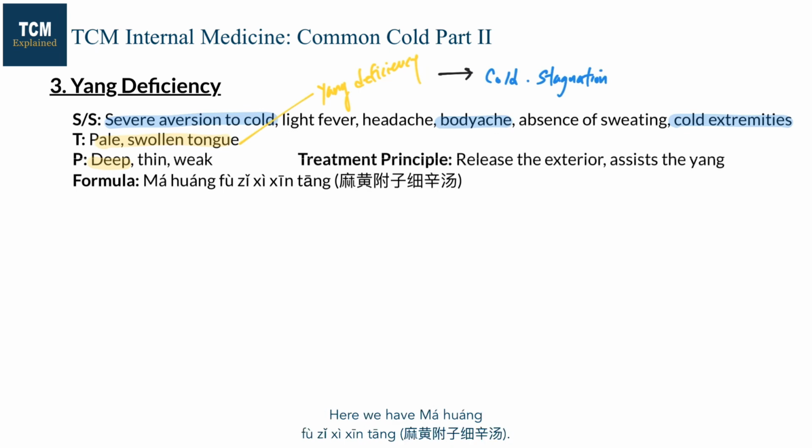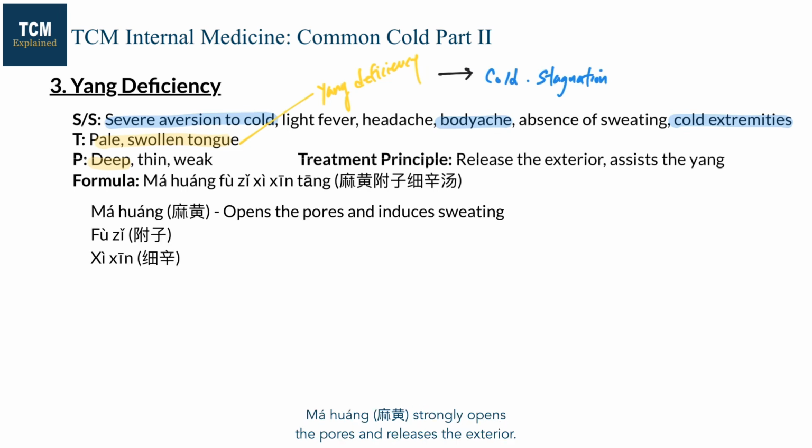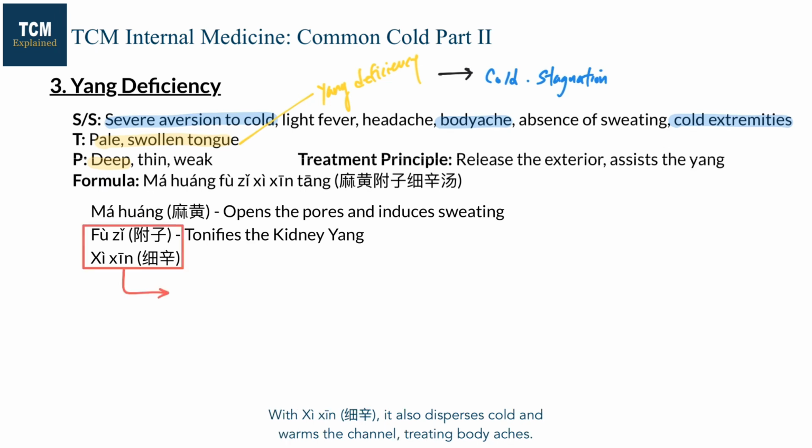Here we have Ma Huang Fu Zi Xi Xin Tang. Ma Huang strongly opens the pores and releases the exterior. Fu Zi tonifies the kidney yang, the source of all yang in our body. With Xi Xin, it also disperses cold and warms the channel, treating body aches.